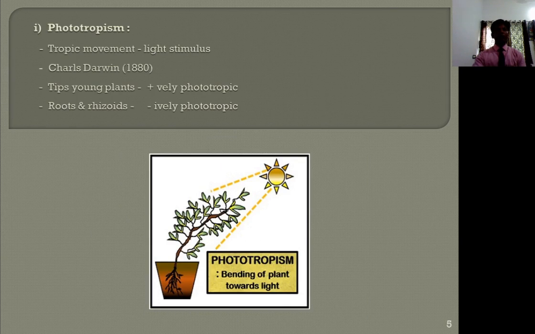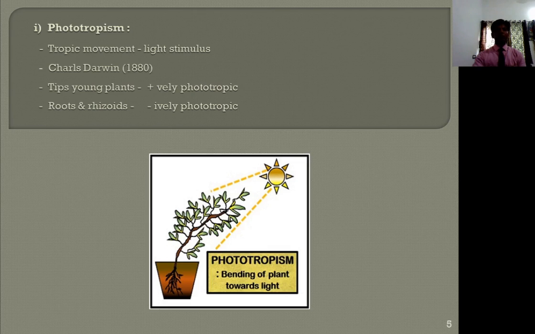Which movements are called phototropic movements? The planned movements which occur towards the light are called phototropic movements. In other words, the tropic movements which occur due to the light stimulus are called phototropic movements, and the phenomenon is called phototropism. This phenomenon was first studied by Charles Darwin in the year 1880.